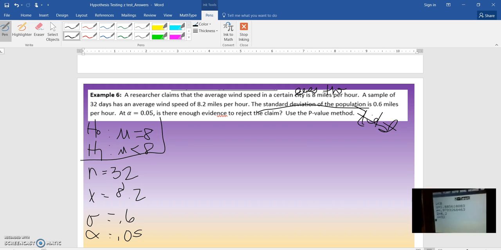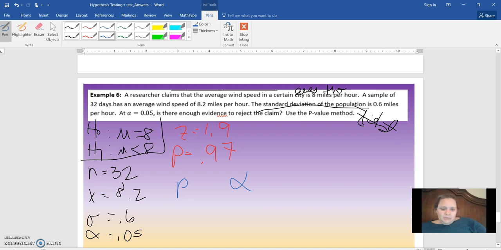I'm going to write both values down. Z is 1.9. P is 0.97. Okay, so we are going to compare p and alpha. So p is 0.97, alpha is 0.05. And we need to figure out, is it less than, is it greater than, or maybe equal? I don't really see when it's equal. And it's greater than.